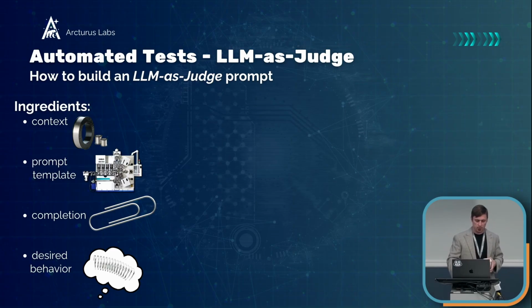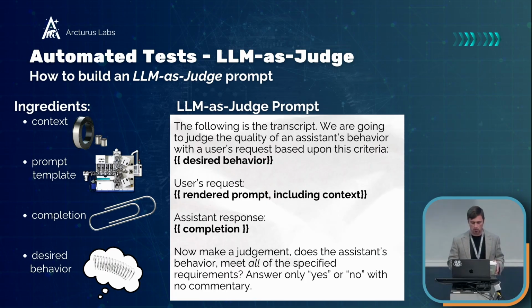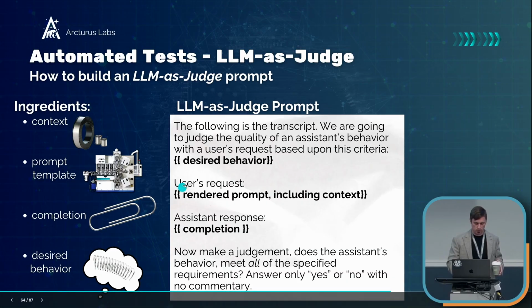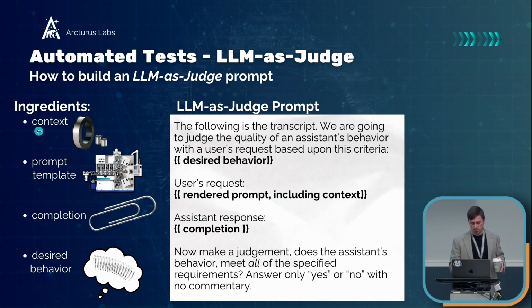The ingredients for this are the context, the prompt template, the completions, and the desired behavior, and you stick this all into a prompt. The following is a transcript. We're going to judge blah, blah, blah, and here is an example of the desired behavior. That's where you take this and plug it in up there. The user request is this thing, and basically that's our context, whatever information we pull in from the user, and stick it into the prompt. And here's the completion that happened from running that prompt.